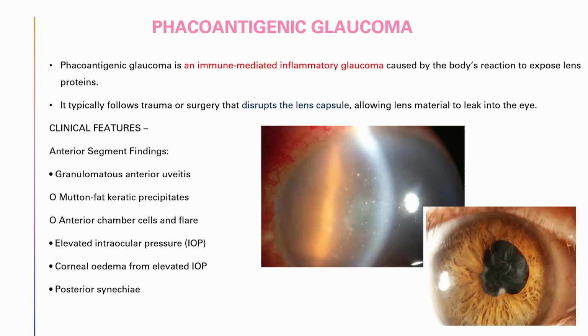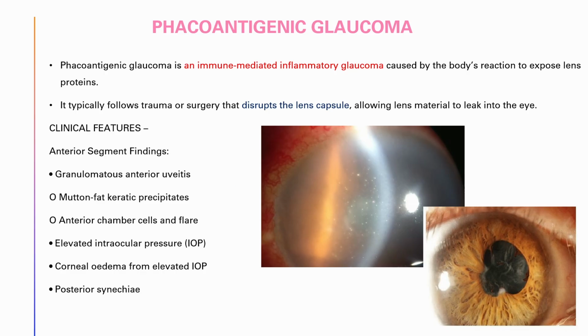Coming to phacoantigenic glaucoma, it is basically an immune-mediated inflammatory glaucoma. It is an antigen-antibody reaction where antigen is the lens particle, which is caused by body's reaction to the exposed lens protein. It typically follows trauma or surgery that disrupts the lens capsule, allowing the lens material to leak into the eye. And the clinical features in the anterior segment are granulomatous anterior uveitis.